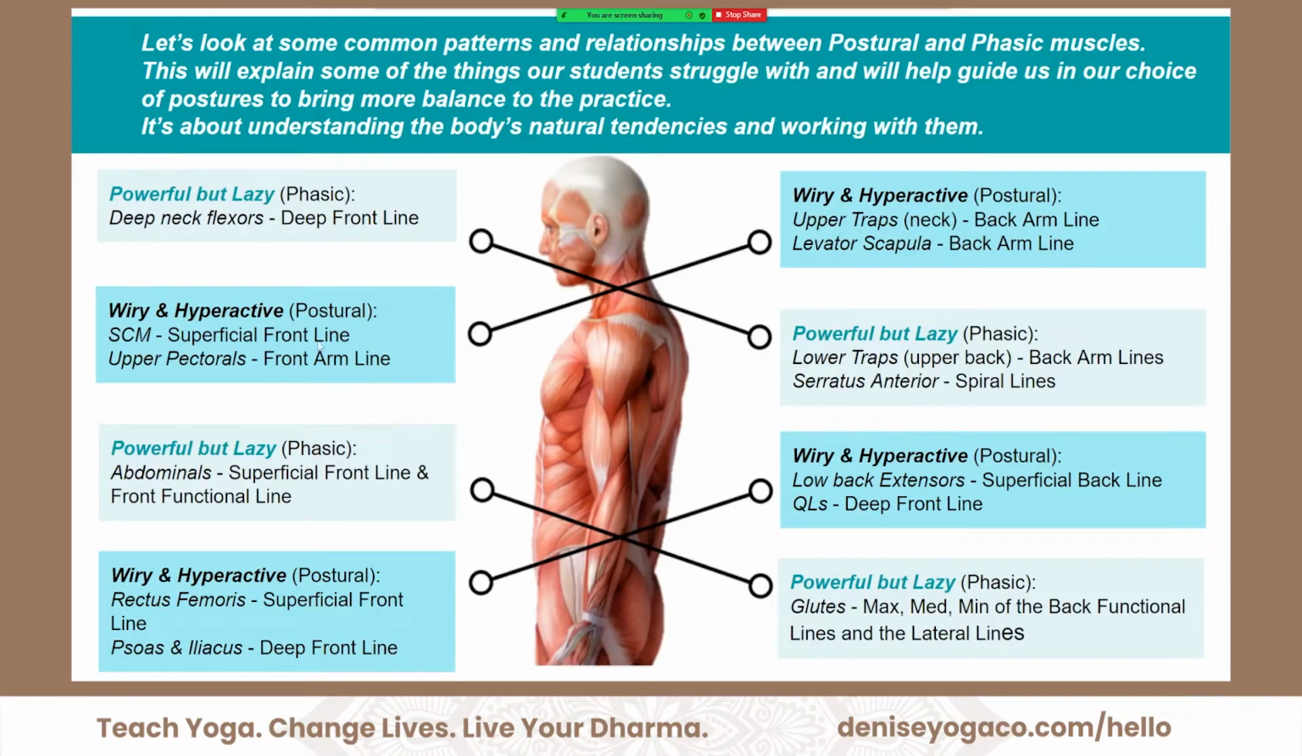And the reason they do that is because on the other side, you've got some powerful but lazy muscles. So you don't have balance, right? The postural muscles need some phasic help, front to back, to help balance out the stress and the recruitment. So you've got some powerful but lazy muscles in the lower traps.